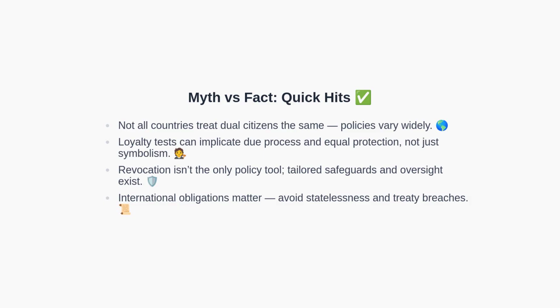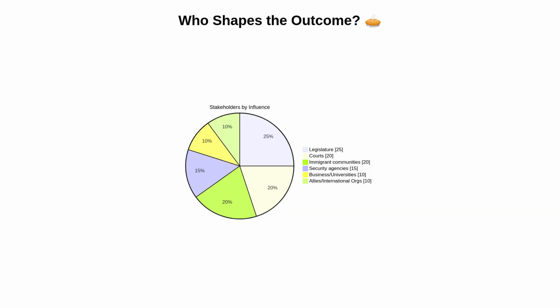Now let's visualize who the main stakeholders are. This pie chart represents the relative influence of key stakeholders. Legislatures set policy direction. Courts test constitutionality and enforce due process. Immigrant communities bring lived experience and mobilize civic engagement. Security agencies advise on risk. Businesses and universities influence talent flows and economic outcomes. Allies and international organizations shape external pressures and norms.